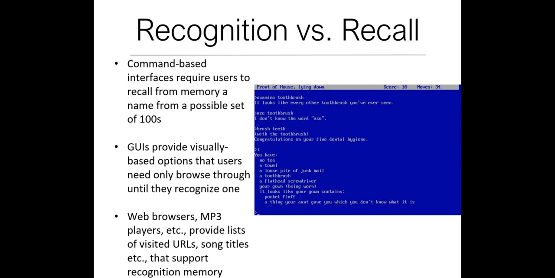I think this is actually from the Hitchhiker's Guide to the Galaxy. You examine the toothbrush. It looks like every other toothbrush you've ever seen. Use toothbrush? I don't know the word you... Okay. Brush teeth with the toothbrush. Congratulations on your fine dental hygiene. Okay. What do you have in your inventory? You have... And you see, you have to remember that I means inventory. You have no tea, a towel, a loose pile of junk mail, a toothbrush, a flathead screwdriver, your own gown being worn. It looks like your gown contains pocket fluff and a thing your aunt gave you, which you don't know what it is.